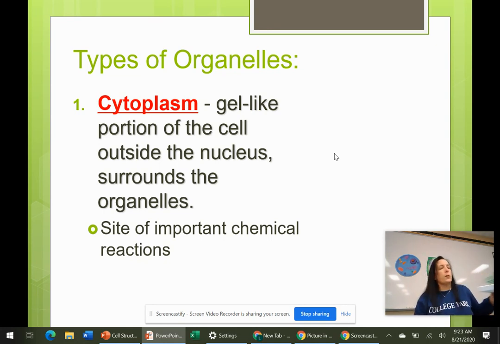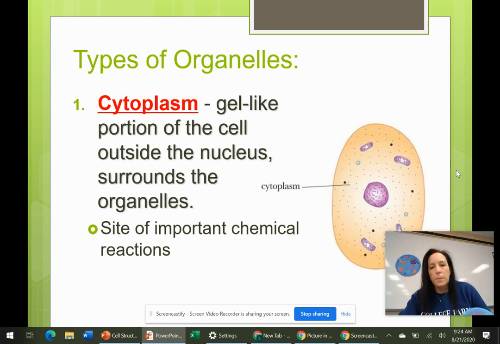So it's all the filler material. It's the gel-like portion of the cell outside the nucleus. It surrounds all the organelles. So it's on the outside of all the organelles. And it has important chemical reactions that happen in it. But it's the filler around all the organelles that kind of keep the organelles in place. So here's a picture of the cytoplasm on a 2D model. Just that tan material.